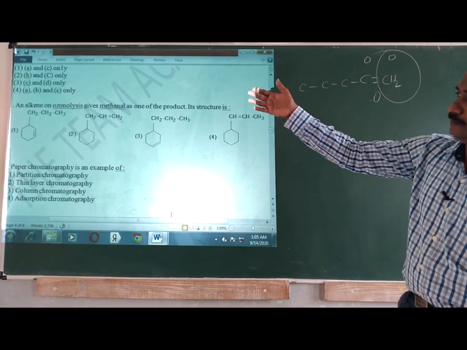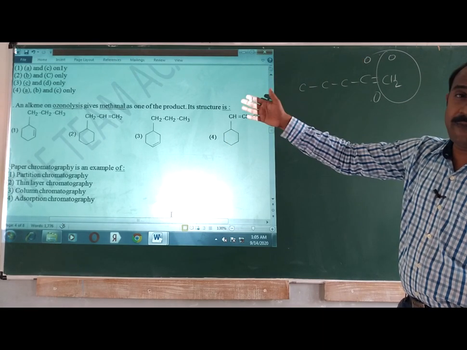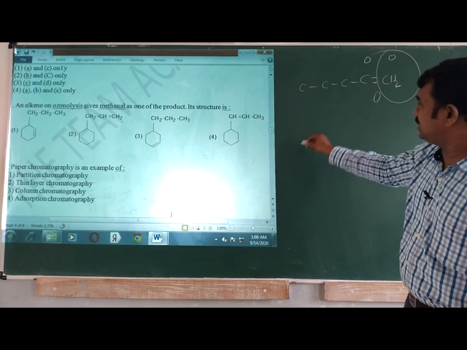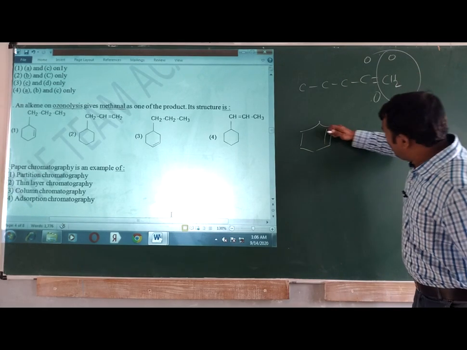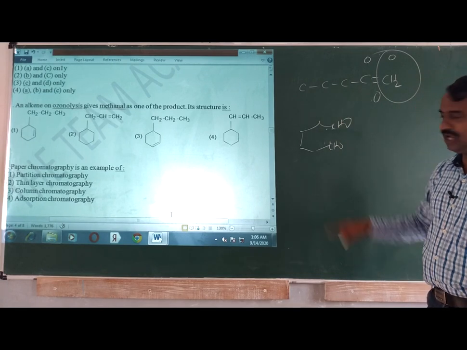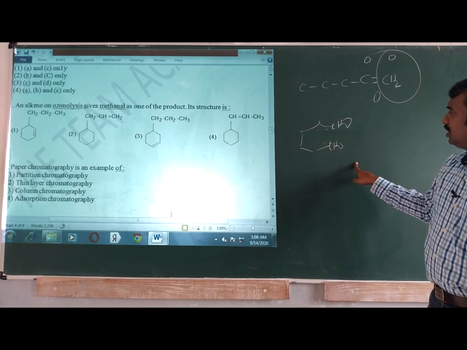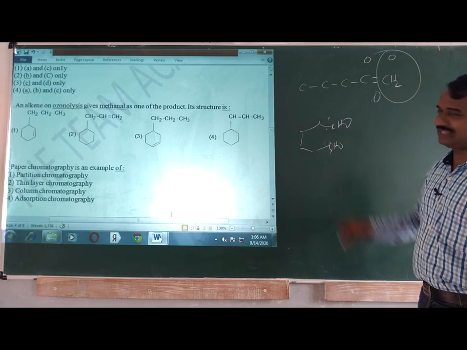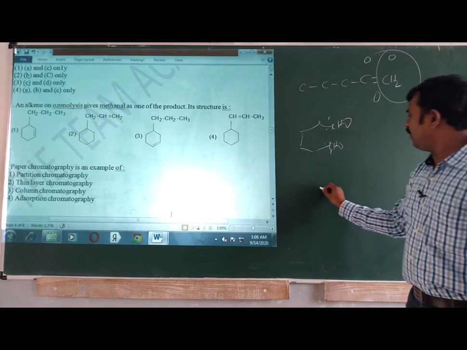The first one, propyl cyclohexene. When the double bond undergoes ozonolysis, the bond breaks and you will get CHO and CHO. This is not formaldehyde; it is a hexanedial, 1,6-hexanedial.